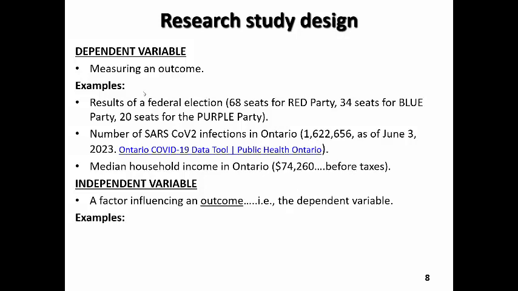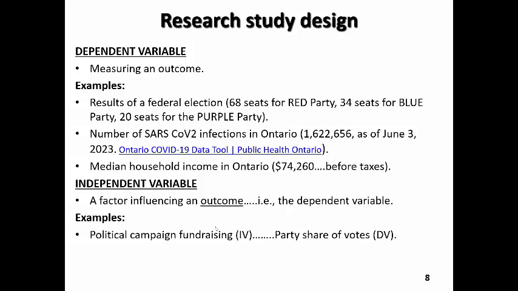So if we go back to our three examples here, the three bullet items, in terms of the independent variable, we see that the dependent variable indicated in the first example, back here at the top of the slide, is the party share of the votes. So the red party picked up 68 seats, the blue party picked up 34, the purple party picked up 20. Now the factor that determined which party got these number of seats, one of the independent variables, might be political campaign fundraising.